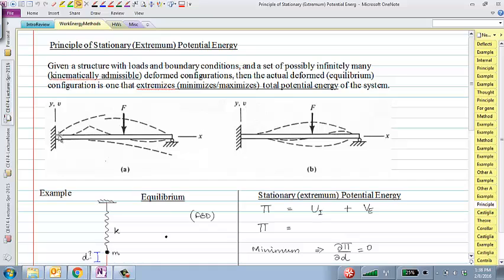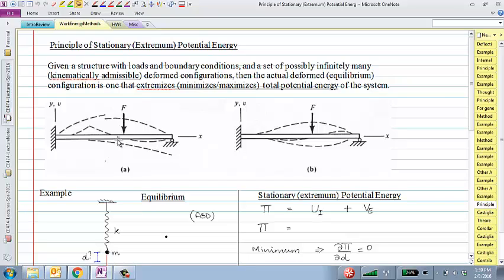Here's an example. I have a cantilever beam, an end support, and I have a load applied in the middle. Under the action of this load, there are many different possible deformed configurations that the beam could take. I have fixed at this end, roller support here, and I'm applying a load here. So most likely you would expect this to be some sort of deformed configuration. But there are infinitely many kinematically admissible configurations.